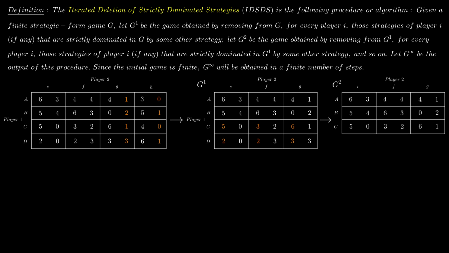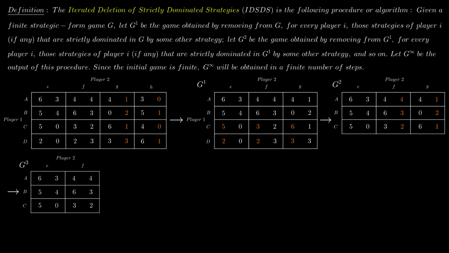And we notice in this game that F strictly dominates G, so we delete the G column. And we repeat this process until we're left with a game that has no strictly dominated strategies. This one right here. Player 1 has strategies A and B, and player 2 has E and F. This game is called the output of the iterated deletion of strictly dominated strategies procedure, or IDSDS in short. As you can see, there are 4 strategy profiles, not just one. So there's no dominant strategy solution.